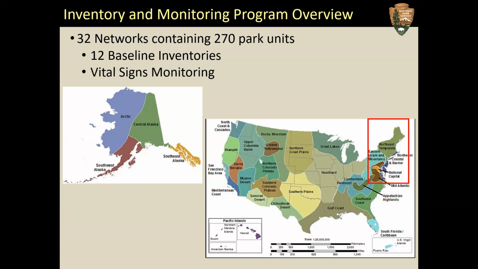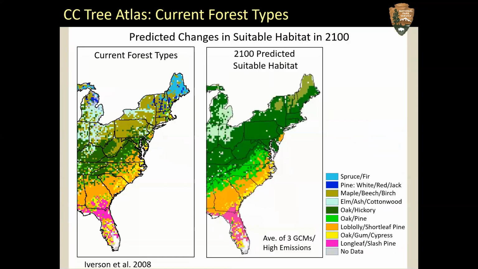So climate change is a big issue in parks, a big concern. It really forces us to look outside of our boundaries and have a broader regional view to plan and adapt management goals with climate change in mind. And species distribution models like the Climate Change Tree Atlas are really helpful for this.